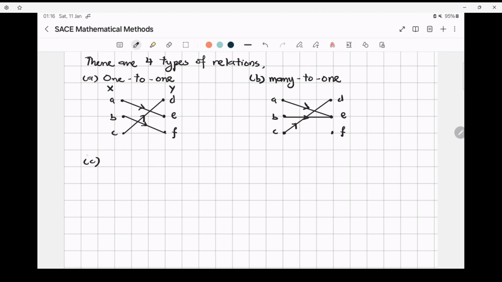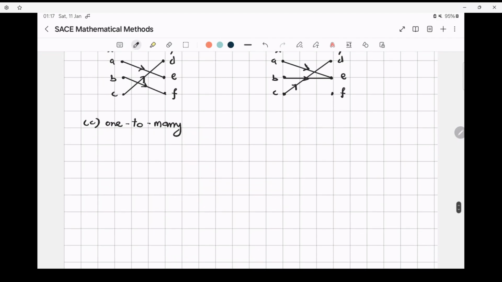The third type of relation will be one-to-many. So the same setup, this is set x, this is set y. One-to-many means one of the elements in set x can be mapped to multiple elements in set y. Like this. So this will be one-to-many.